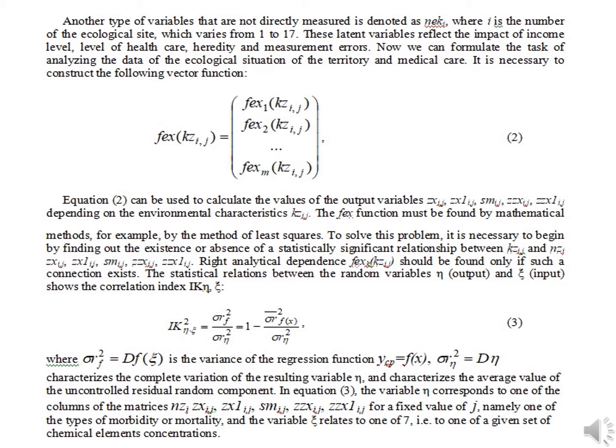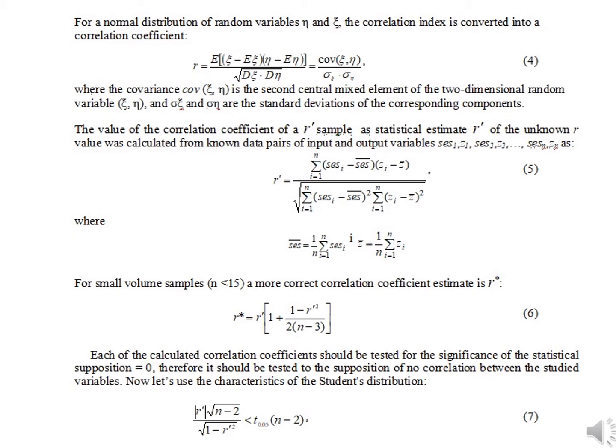In equation 3, the first variable corresponds to one of the columns of the matrices for a fixed value of j, namely one of the types of morbidity or mortality, and the second variable relates to one of a given set of chemical element concentrations. For a normal distribution of random variables, the correlation index is converted into a correlation coefficient in equation 4. The value of the correlation coefficient of a sample, as a statistical estimate of the unknown R value, was calculated from known data pairs of input and output variables.